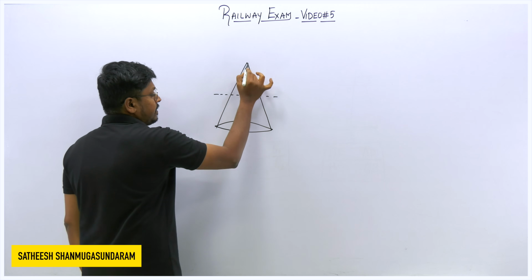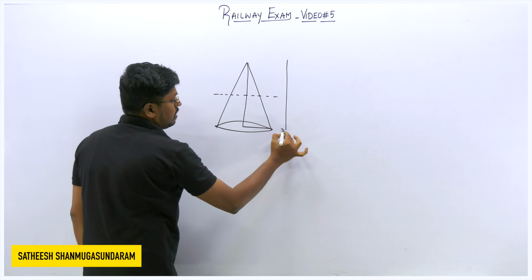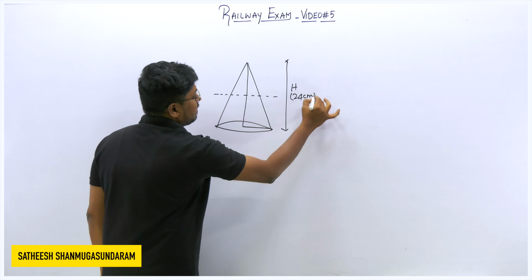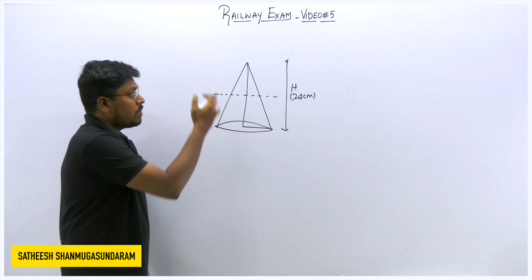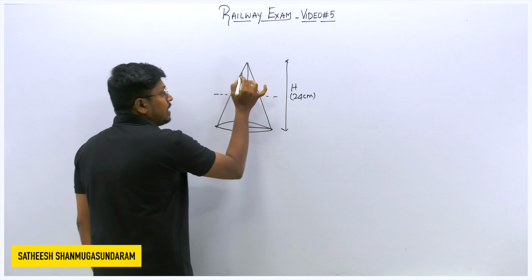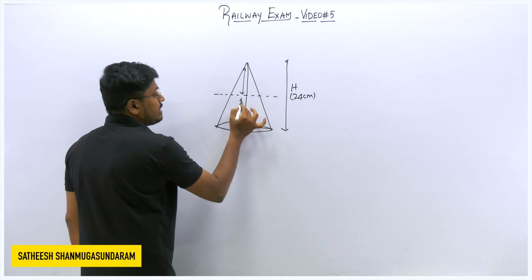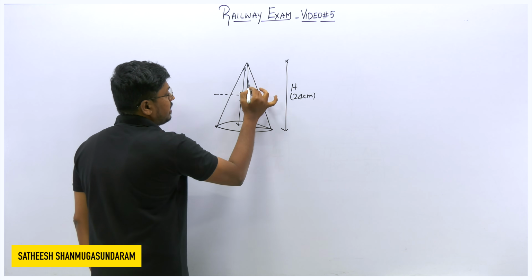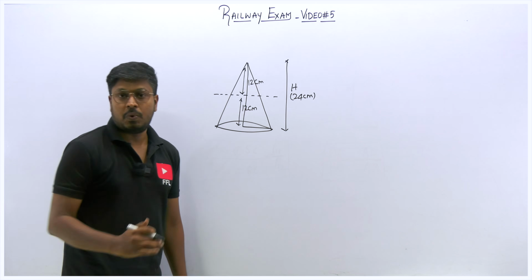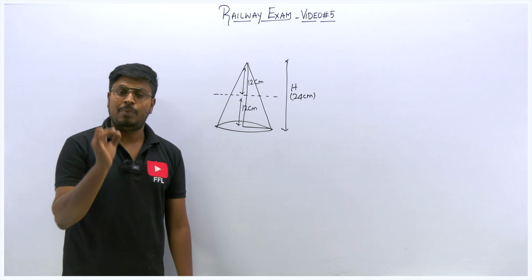For example, I am saying this cone's total height is 24 centimeter. If they cut the cone into two equal halves, then we can say that this height and this height both will be the same, 12 centimeter and 12 centimeter. So if both the heights are the same after cutting the cone, then the cone has been cut into two equal halves. This is one category.